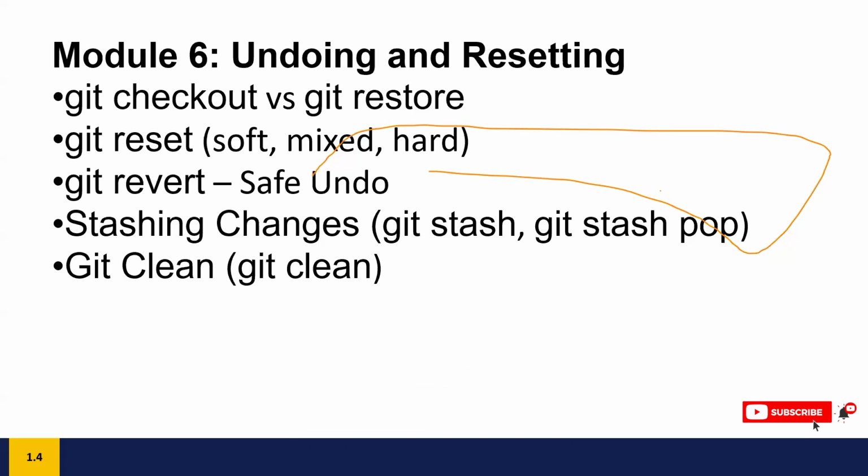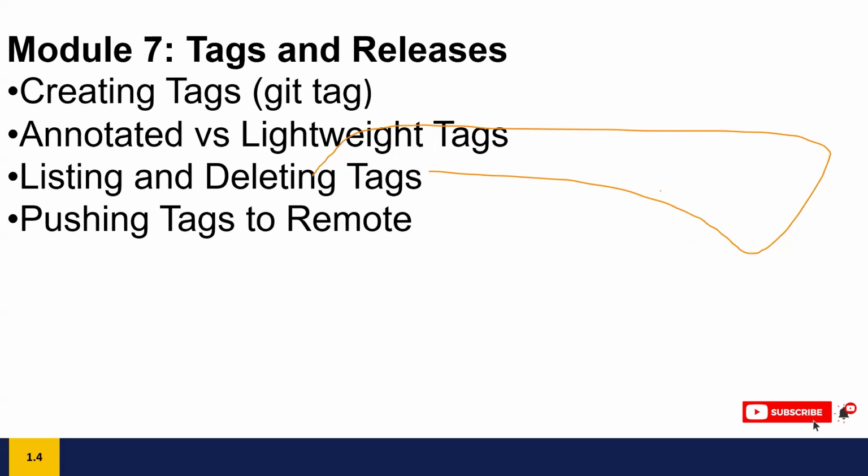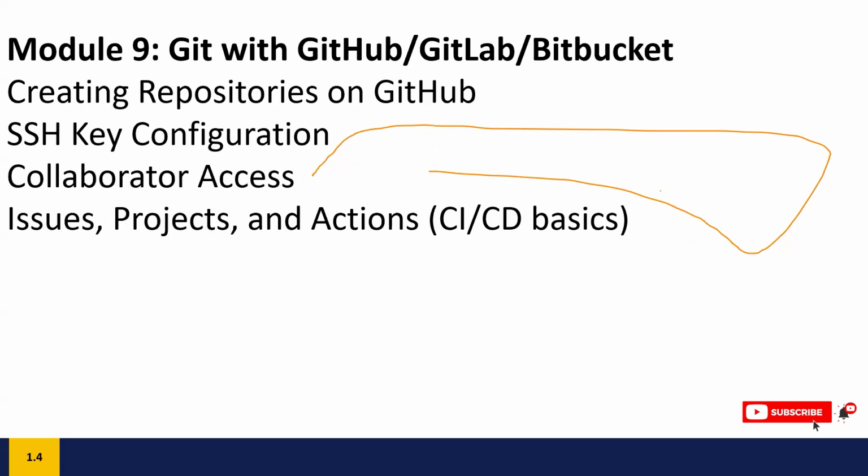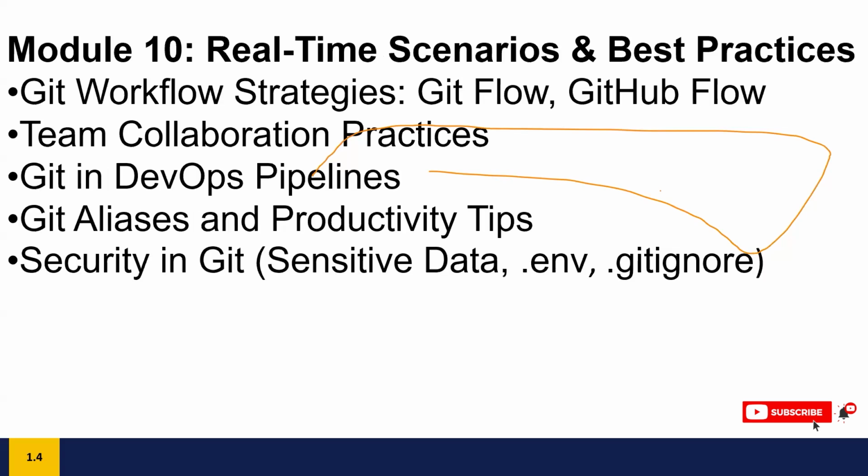Okay, git clean. Module 7 will discuss tags and releases: how to create a tag, annotated tags versus lightweight tags, listing and deleting tags, pushing tags. Module 8, Git advanced topics, something like Git rebase, cherry pick, Git hooks, Git ignore, and Git attributes. And Git with GitHub: creating repositories on GitHub, SSH configuration, collaborator access, issues, projects, and actions. Then real-time scenarios and best practices: Git workflow strategies, Git flow, GitHub flow, team collaboration practices, Git in DevOps pipeline, Git alias, productivity tips, and security in Git.